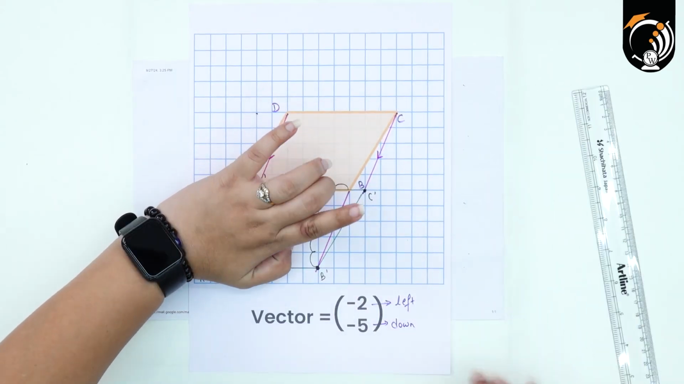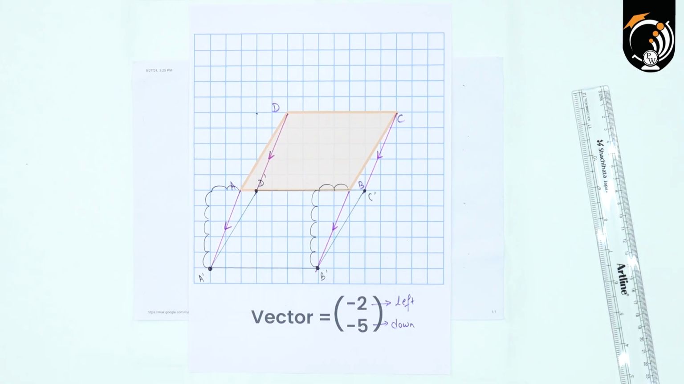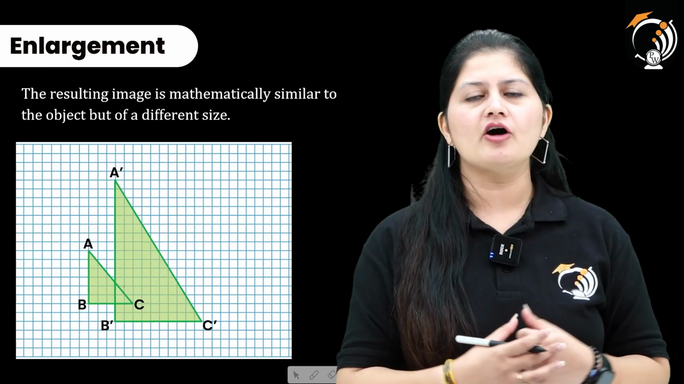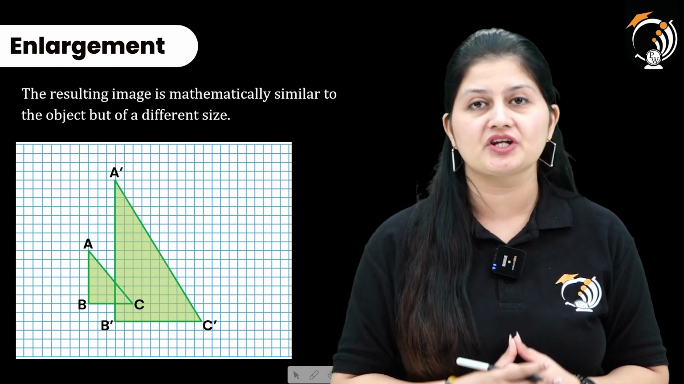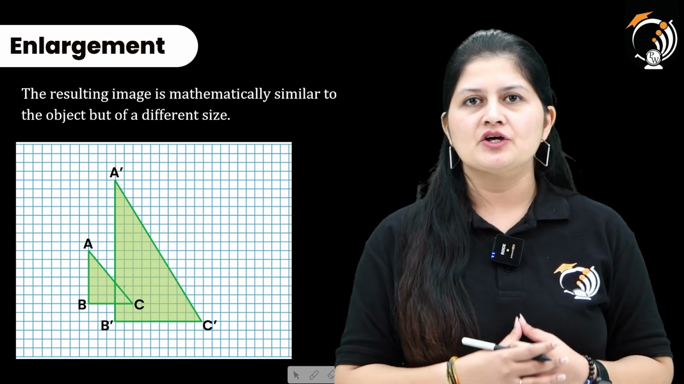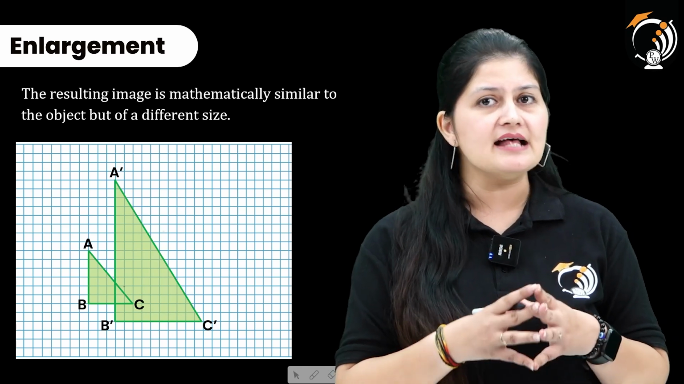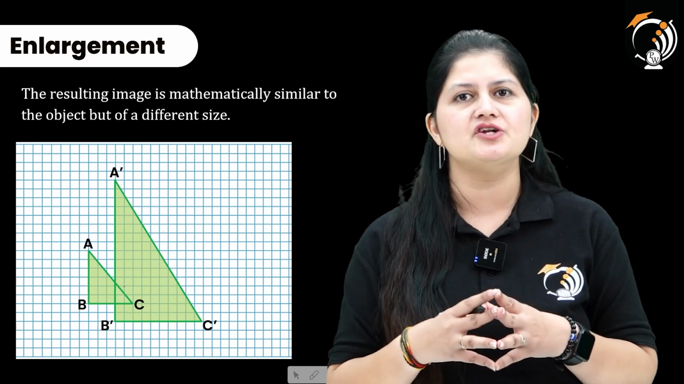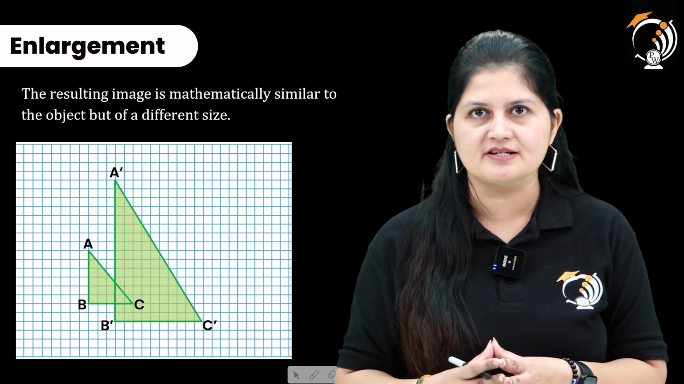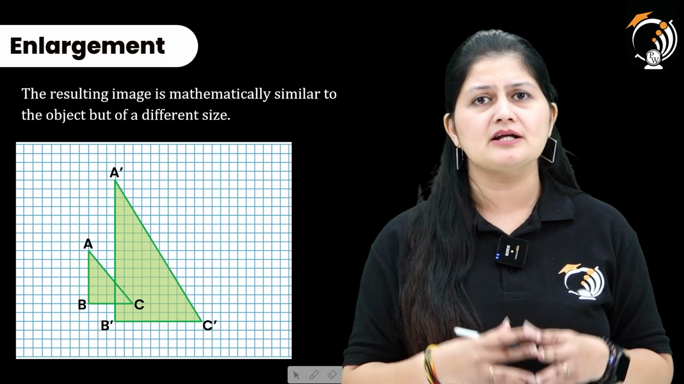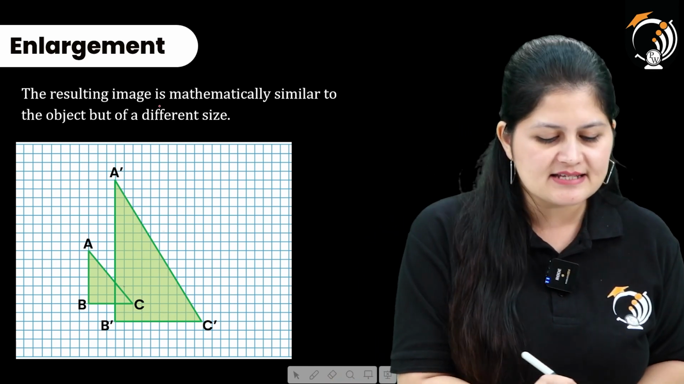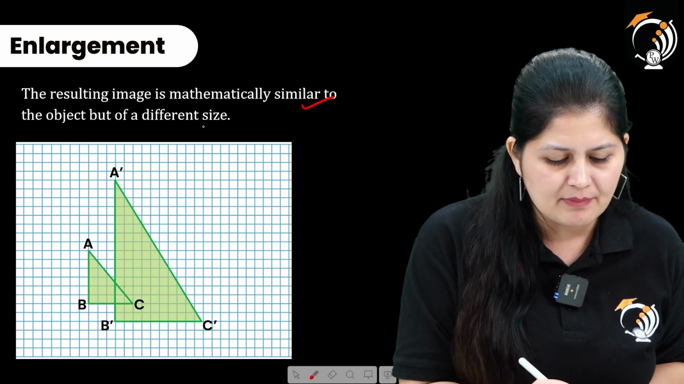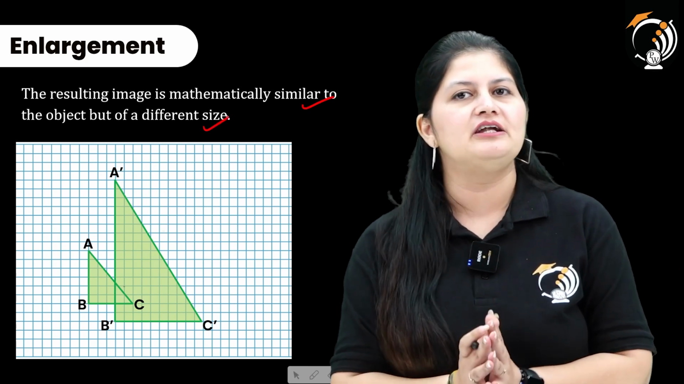This is how the sliding will happen and this is how your resulting figure will look like. Is that clear? Moving forward, let's understand one more important topic of transformation, that is enlargement. If we talk about enlargement, as you are all familiar with similar triangles or similar figures, enlargement says the resulting image is mathematically similar to the object but of a different size.